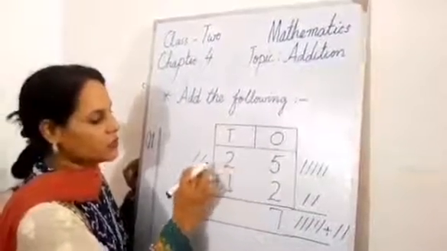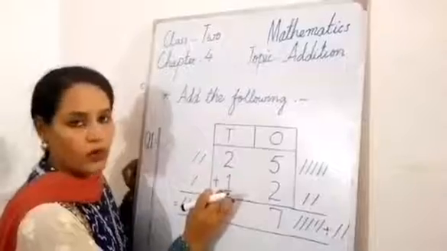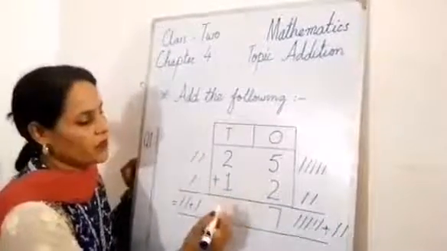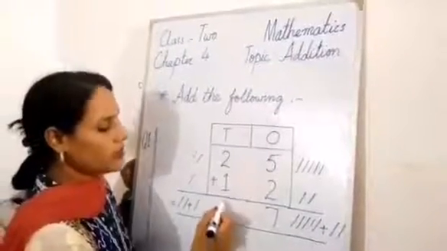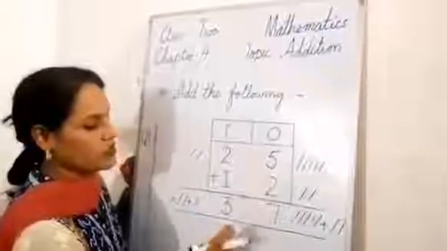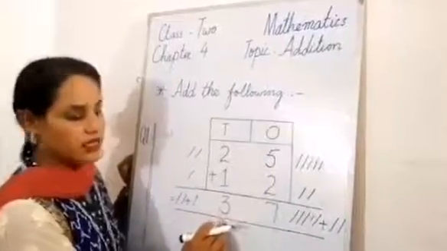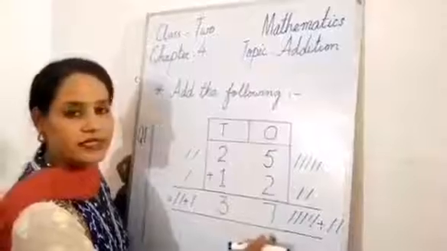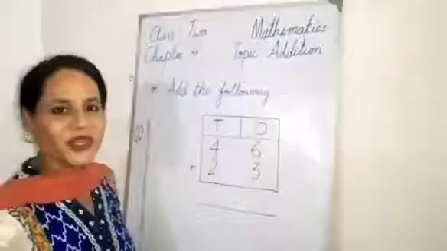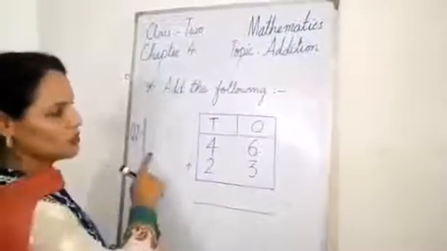We will add 2 tens and 1 tens. Answer will be number 3. So what is the answer? 37. Well done. Now we will do question number 2.